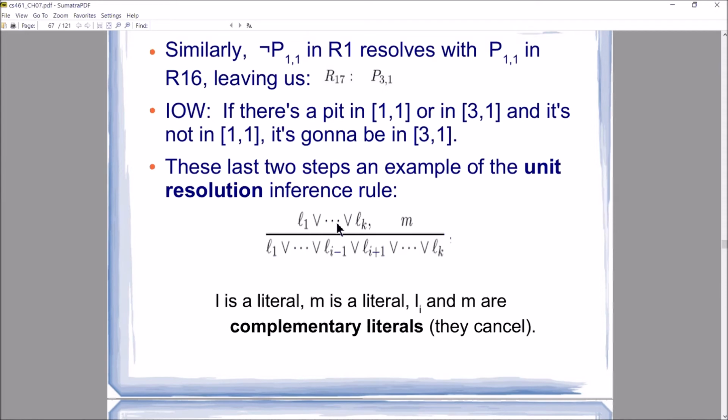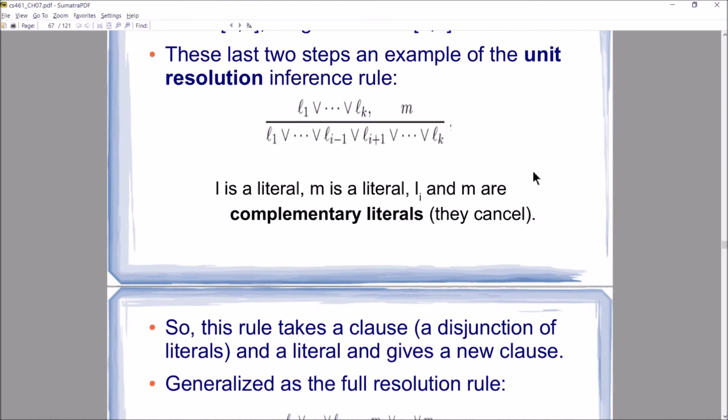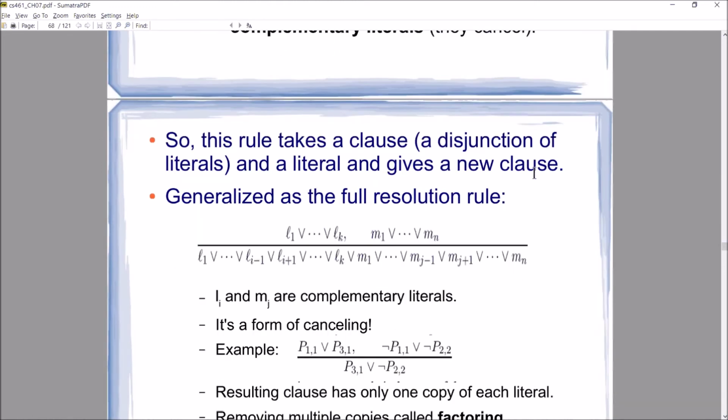One of those, right? It canceled out the ith literal. So what you're left with is literal 1 through literal I minus 1, and then you continue on with literal I plus 1 through K. Okay, so we can generalize it even further.